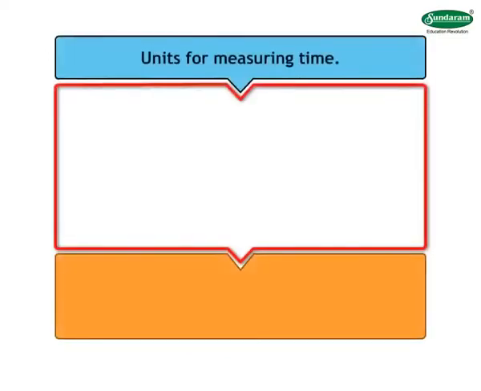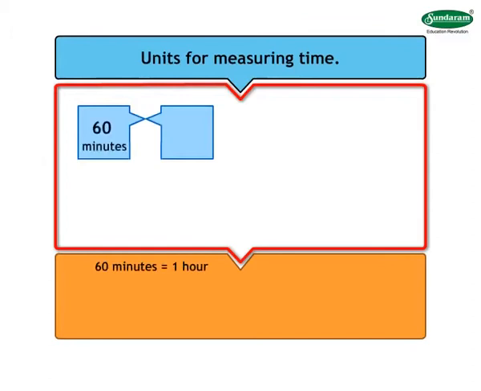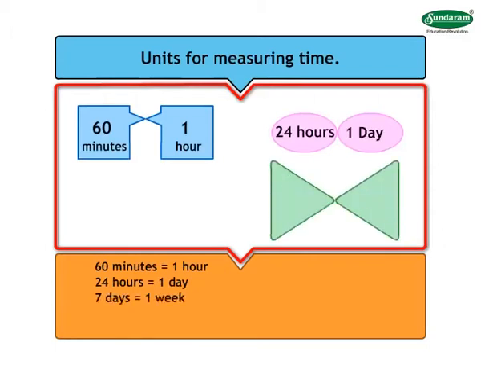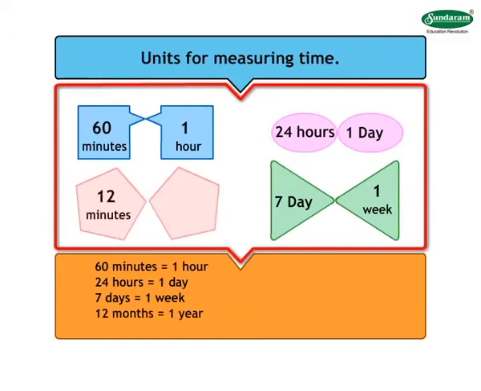Now, let us learn the units of measuring time. We have already learnt that 60 minutes make 1 hour, 24 hours make 1 day, 7 days make 1 week, 12 months make 1 year, about 365 days make 1 year. We will now solve some questions by using the above table.